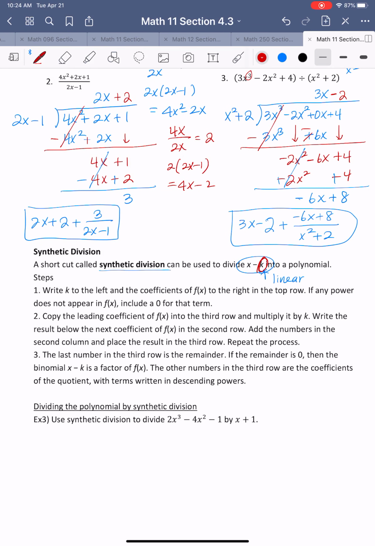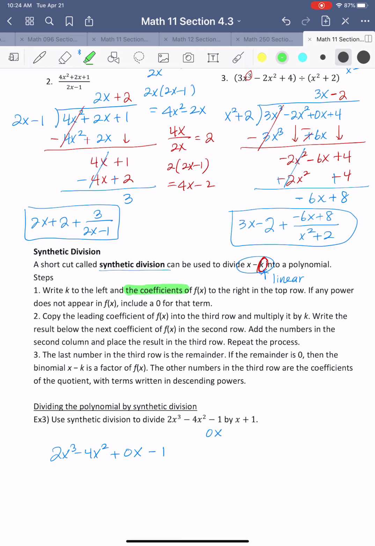So use synthetic division to divide 2x cubed minus 4x squared minus 1. First of all, same as long division, you need to find the missing terms. There's a cube, a square. So I know that the x term is missing. All right, and then if you rewrite it fully, you should have 2x cubed minus 4x squared plus 0x minus 1. But we are only using the coefficients.